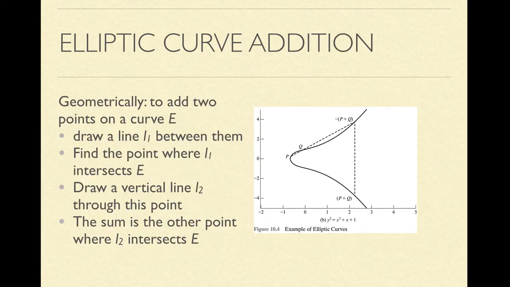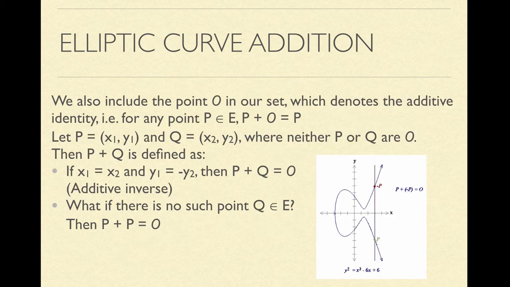So suppose we want to add 2 points on our curve, so P and Q on this graph. There's a geometric way to define addition, and this is what it is. You draw a line between P and Q, and you extend that until it hits our curve, E. So you can see that top dashed line going through P and Q. You find where that intersects E, and you draw a vertical line through that intersection, and you find where that intersects E as well. So there's a whole bunch of cases there, and we're going to go through them.